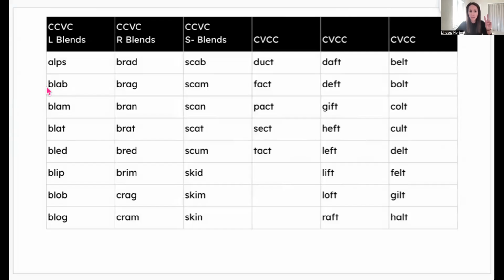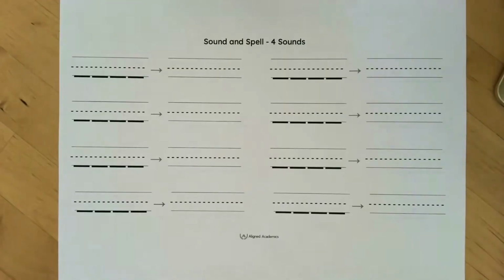Blab, b, l, a, b, four sounds. Alps, a, l, p, s. This particular list doesn't contain any digraphs like with the SH or CH spelling. I'll bring some of those into the lesson as well and explain how I use them. But this is the first item that you'll need, and you'll hold this out of the line of sight of the child. So this will be just for you. You won't show this to the child. And the other thing that you'll need to have with you is the sound and spell worksheet.